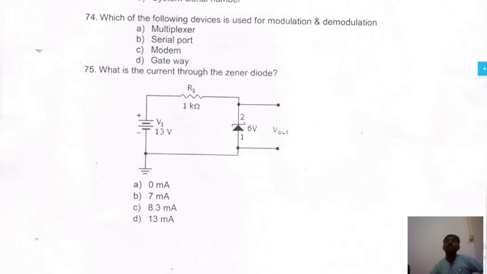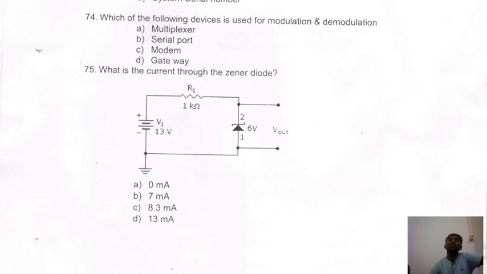Next and last question of this paper: what is the current through the generator? This question is taken directly from the same type of question in the 2009 electronics engineering scientist examination. As you know, this is the source, this is the source resistance, and this is the regulator. The generator always gives a constant voltage output, so it will have 6 volts here and 13 volts here.